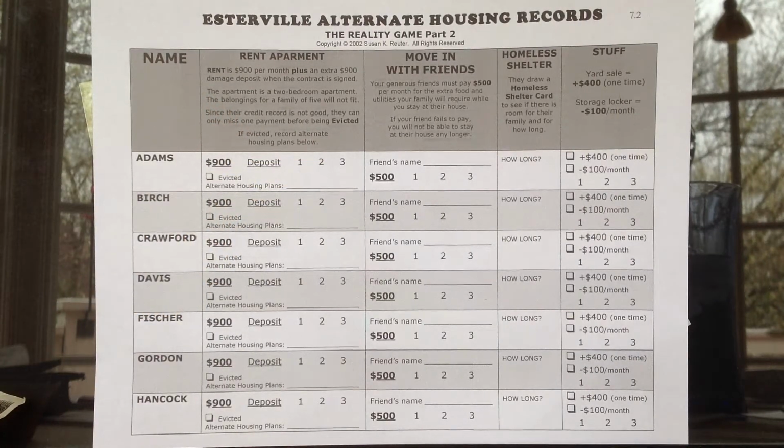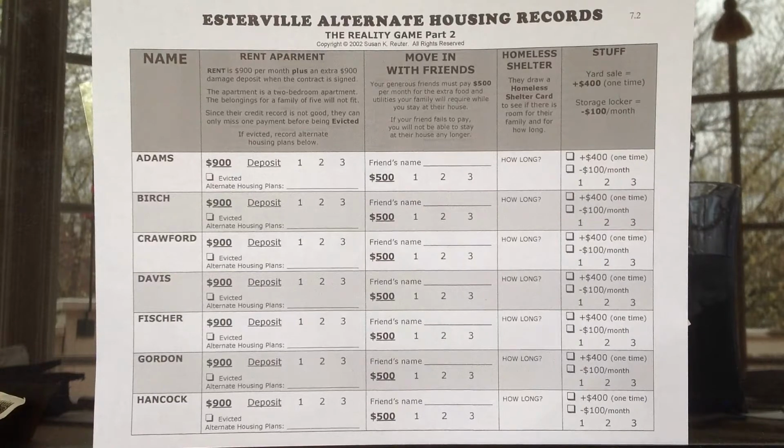Now, if the student chooses to move in with friends, which is this box right here, they are going to have to first find a friend that's willing to help them. If they can find a friend, the friend needs to realize that they're going to bear the burden of housing them by paying more for utilities and food. For a family of 5, this is going to add up to about $500 per month. So the friend must agree to pay this each month. The student will need to bring the friend to your station so the friend can guarantee that they will pay that amount.